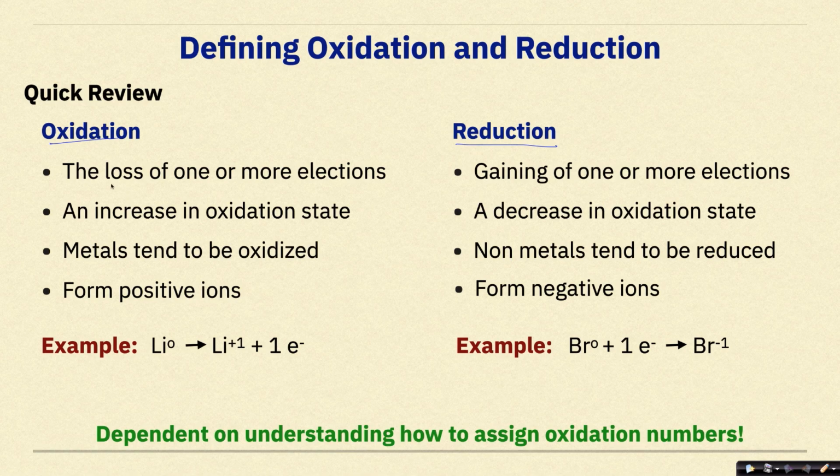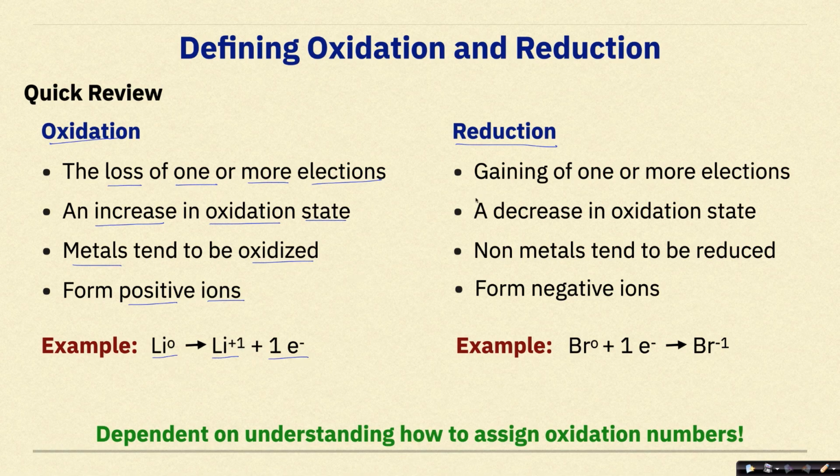Oxidation is the loss of one or more electrons. And remember, electrons are negatively charged. This will result in an increase in oxidation state, such as 0 to +1 or +1 to +2. Metals tend to be oxidized and form positive ions. The example that we're going to look at is lithium with an oxidation number of 0, going to lithium with an oxidation number of +1, and therefore losing one electron because my oxidation numbers are becoming more positive.